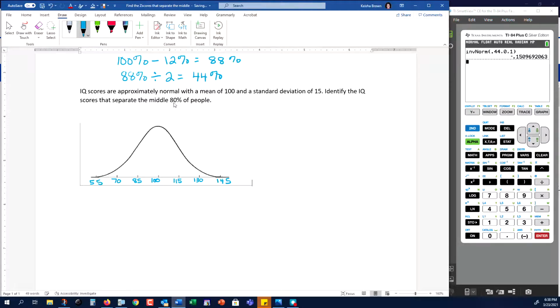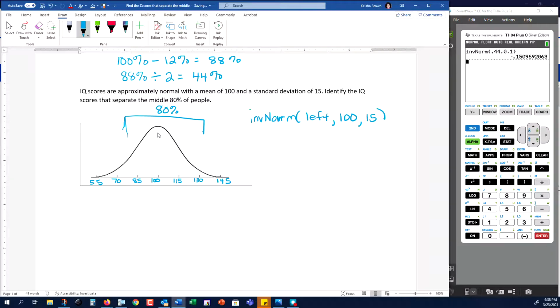We want to separate the middle 80%, so that means we're looking at the majority of the values here, well, somewhere in here. And we know all that we have is the function inverse norm. We need to find the area that's on the left. Our mean is 100, our standard deviation is 15.